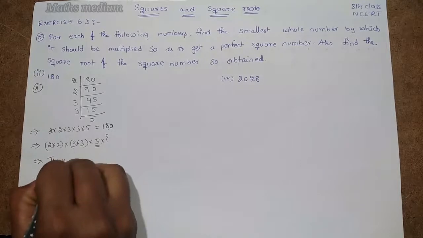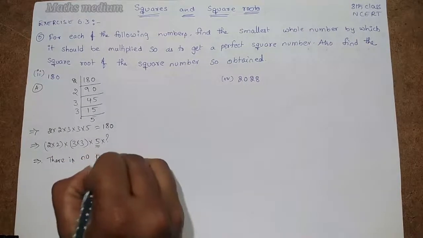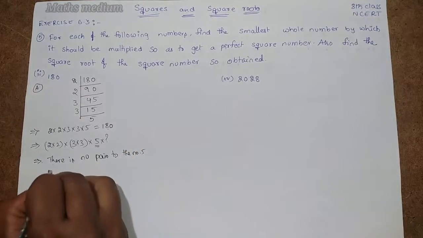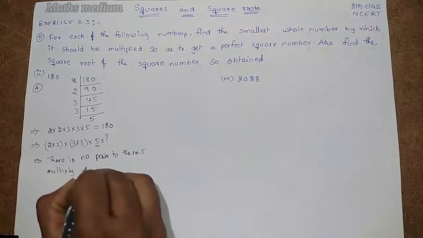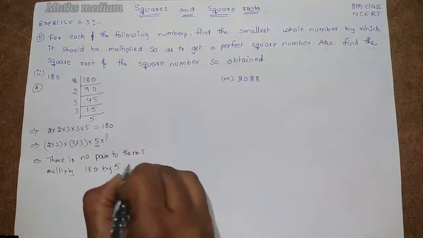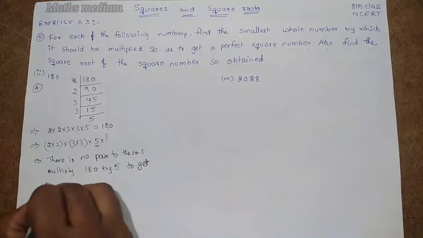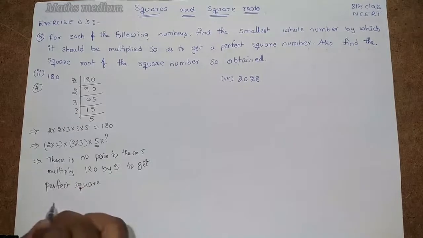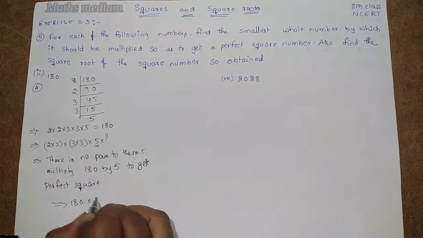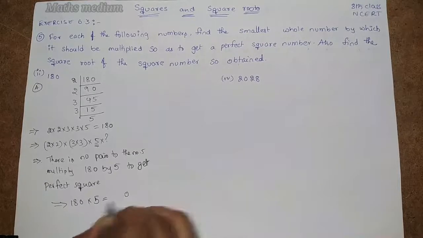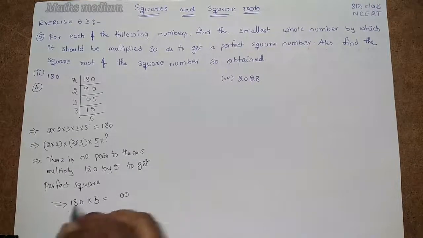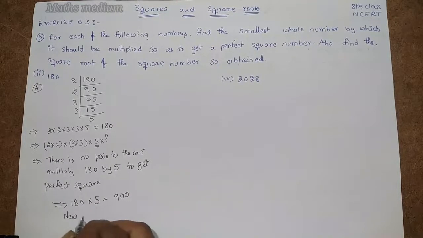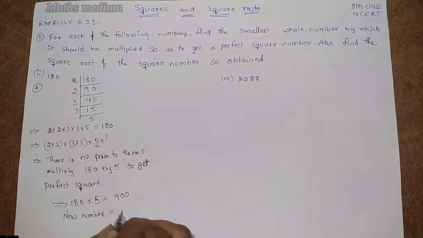There is no pair for the number 5, so multiply 180 by 5 to get a perfect square. 180 into 5: 5 zeros are 0, 5 eights are 40, 5 ones are 5, 4, so 900. Now this is the new number. The new number is equal to 900.